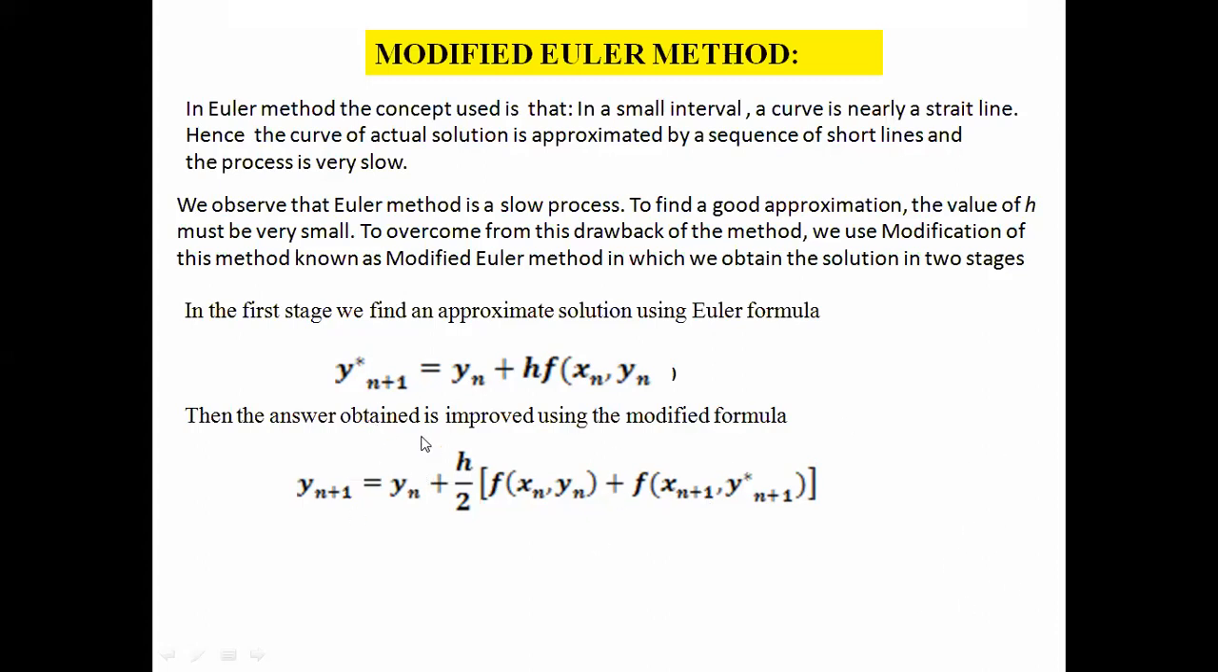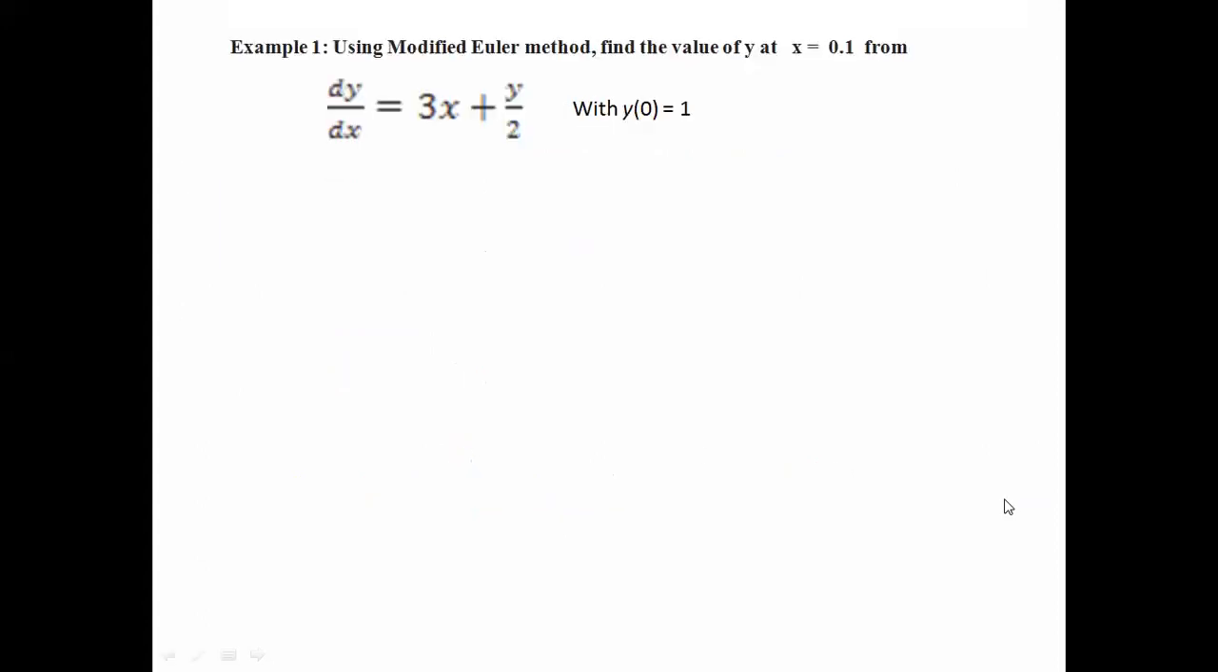Give much importance to the modified Euler's method, because usually in the exam they ask questions from this part. We shall take one problem here. Suppose this is a question using the modified Euler's method. Find the value of y at x equal to 0.1 from this differential equation, dy by dx is equal to 3x plus y by 2, with the condition y of 0 is equal to 1.